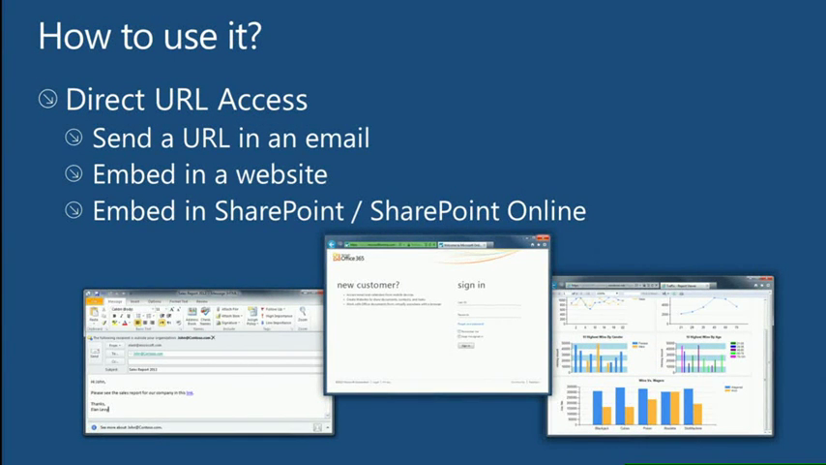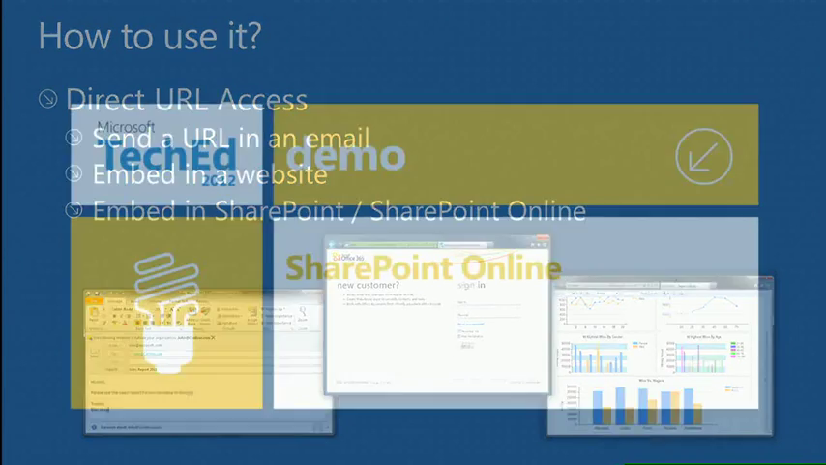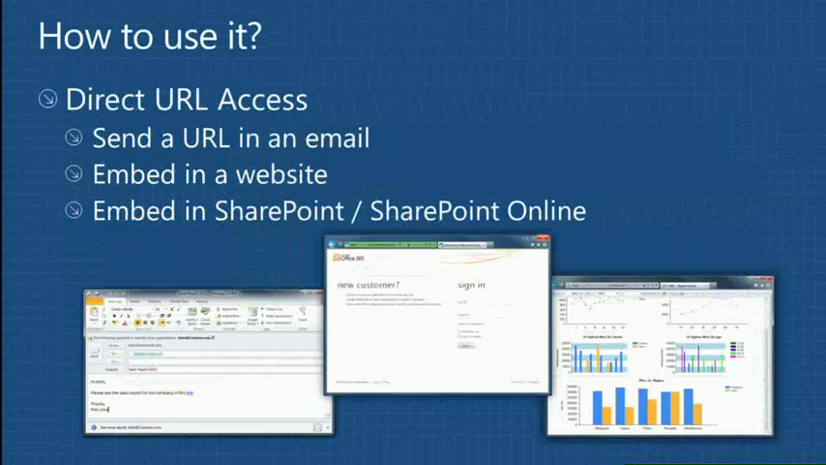So the first thing we saw was about direct URL access. As you see here, this was actually the example we showed. I sent a mail, there's a link, you click it, and you see the report. But the same URL can be embedded in different things, different environments.